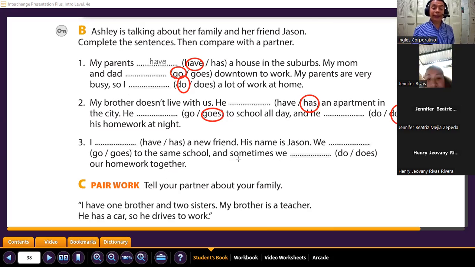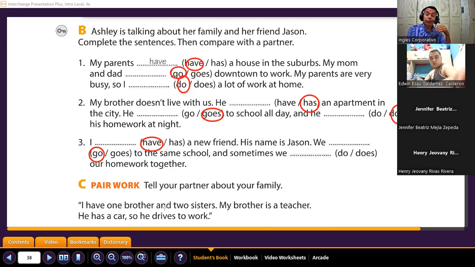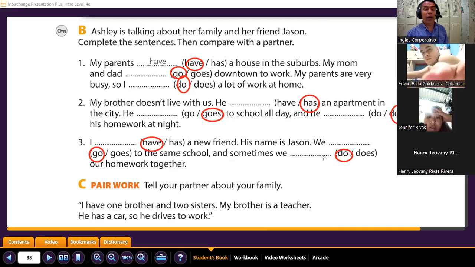I have or I has? Have, right? Just give me a second. I have a message. Okay, Giovanni. Thank you, Giovanni. So Giovanni is going to help me with number three. I have a new friend. His name is Jason. We go or we goes? Go. To the same school. And sometimes we do or we does? Do. We do our homework together.